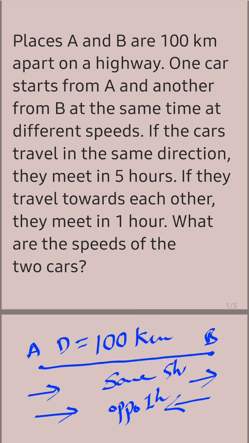After reading the problem, we have to understand what they have given and what we are going to find. All the things we have to understand first. So here is the data we got. Two places are there and the distance between the places is 100 kilometers, and cars are starting from different places, same side and opposite direction. If same side, they meet in 5 hours; if opposite direction, 1 hour. This is the given information. Now let us see.